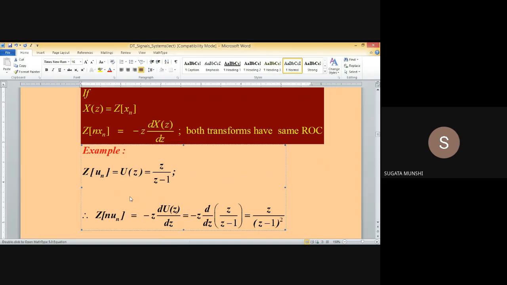So the z transform of n u[n] is z by (z minus 1) whole square. Now let me point out something here, and also I'll refer back to the causal sinusoidal sequence expression. Here, what are the locations of the poles? Two poles located at z equal to 1.